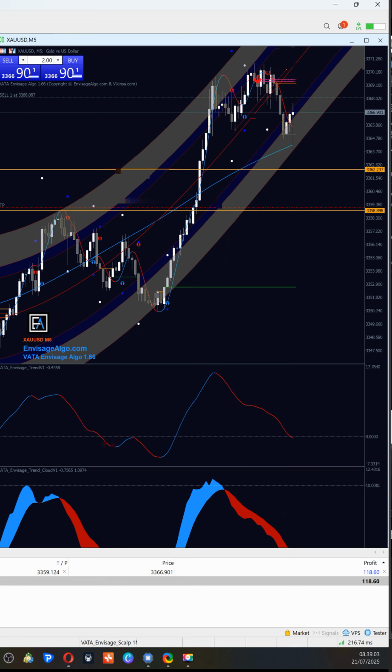Okay, now we have got this momentum. The previous low has been violated. The water curve is right there now. Let's see if it picks up the momentum.